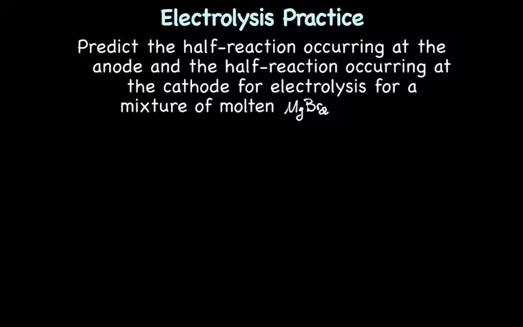Okay, let's try a quick little tiny example on electrolysis. The question is, predict the half reaction occurring at the anode and the half reaction occurring at the cathode for the electrolysis of molten MgBr2. All right, so we'll start with oxidation.